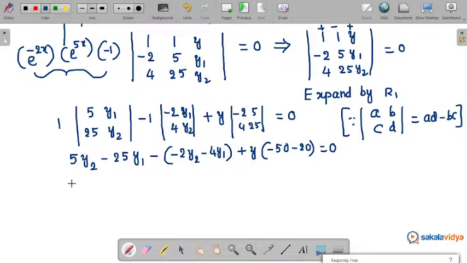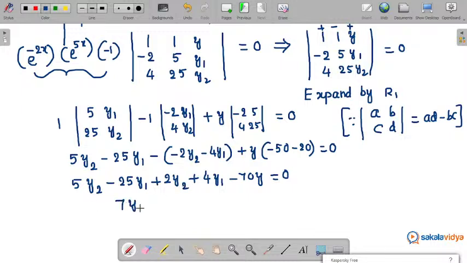Let us simplify. 5 y2 minus 25 y1, then negative into negative gives plus 2 y2, negative into negative gives plus 4 y1, this is negative 70, that is minus 50 minus 20 equals minus 70, plus y times minus 70, so minus 70 y equals to 0. Let us simplify. 5 y2 plus 2 y2, that is 7 y2. Next minus 25 y1 plus 4 y1, that is minus 21 y1, minus 70 y equals to 0.